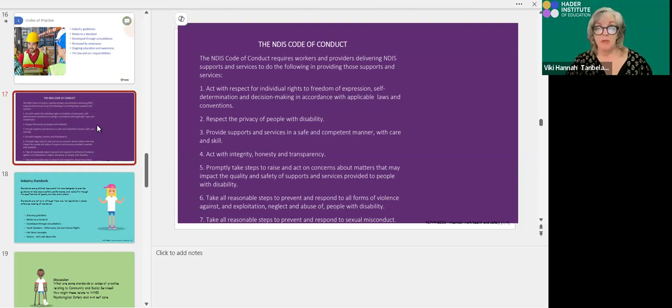We need to renew our working with children check, police check, and also if we have an NDIS screening card, a yellow card as well. So these things need to be refreshed. It's not just do it once and leave. We need to make sure that we have currency and that we're maintaining that standard. And if there are any changes, that we implement those changes as well.